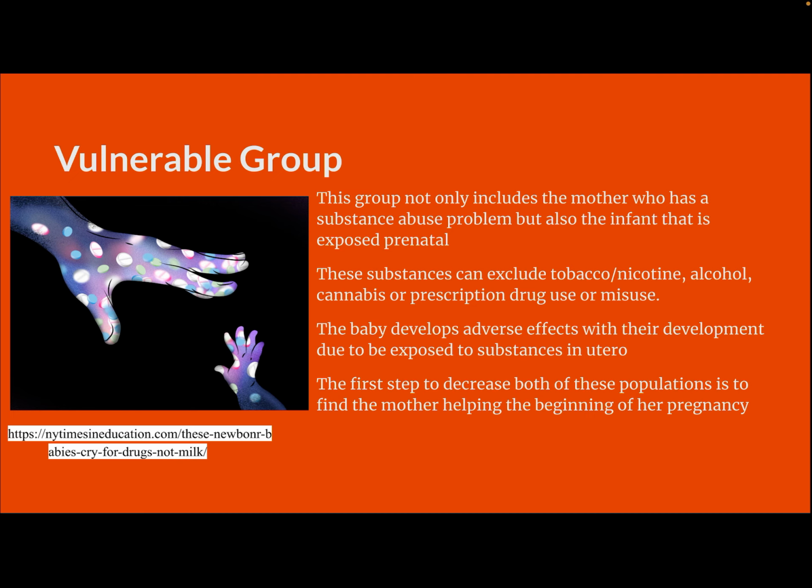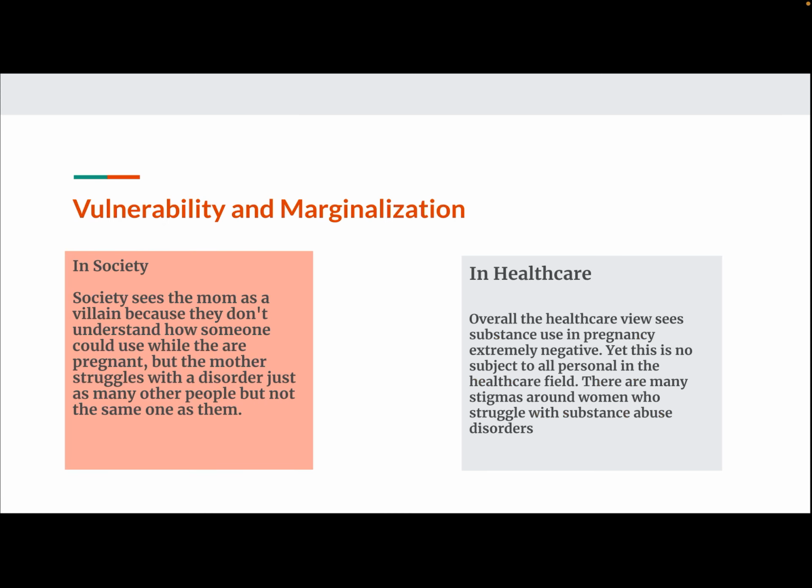when they're pregnant. And the last thing is, the first step to decrease both of these populations is for the mother to find help at the beginning of the pregnancy, so that she can either be weaned off the drug she's on or be put on a different substance that's not going to affect the baby. So the second part of the presentation is vulnerability and marginalization in society and healthcare.